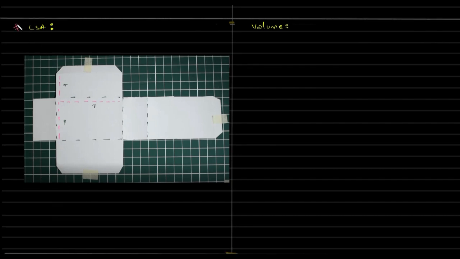Now the next thing is your lateral surface area. Lateral surface area has to do with the sides. The top and the bottom have to be ignored, and we have 1, 2, 3 and 4. So these are the faces that we need to consider.